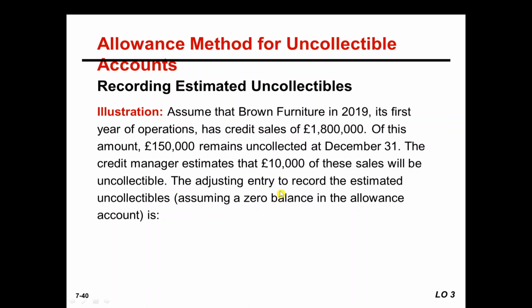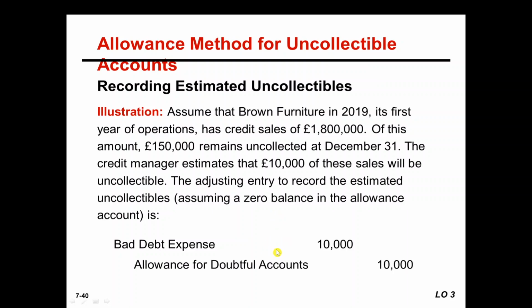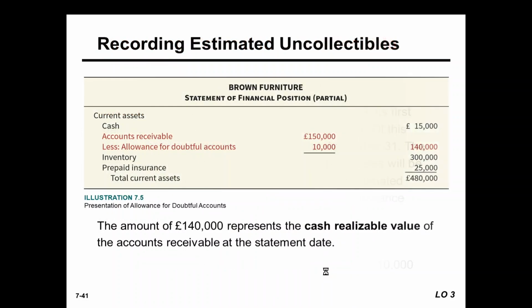The adjusting entry to record the estimated uncollectible, assuming that there is zero balance in the allowance, is this. So bad debt expense is 10,000 in debit, and allowance for doubtful accounts is 10,000 in credit. This position means it is in debit. This position means credit. Okay.